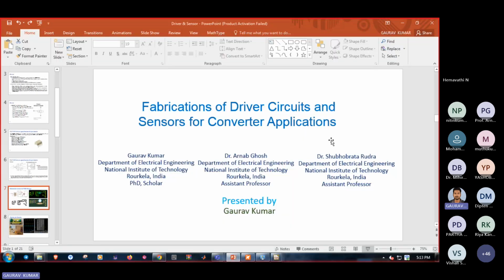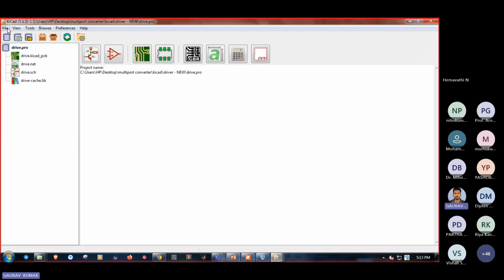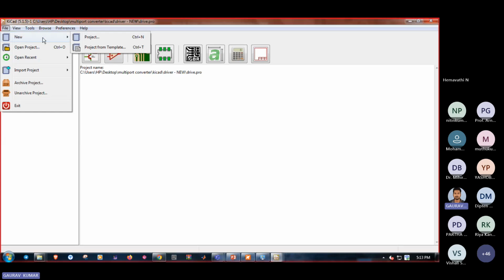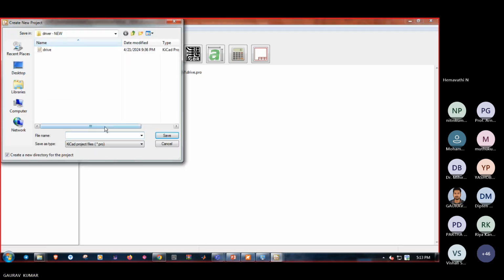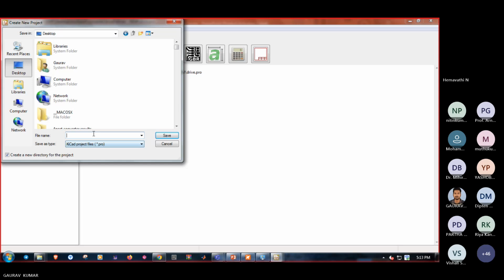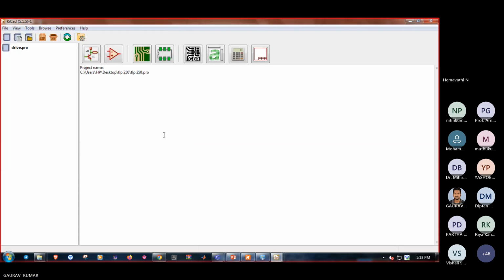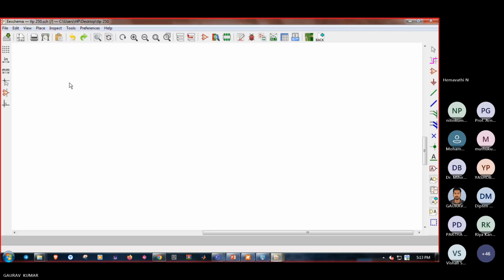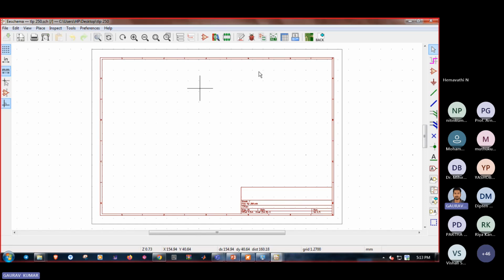So firstly, you have to go to KiCad. Then you have to go to new project. Then you have to give some name, like we are designing TLP250 drivers, so we go for the TLP250 driver circuit. Then we have to go for the TLP250 schematic. This is the platform on which we can draw the schematic circuit. The schematic circuit means the circuit diagram we have to draw.